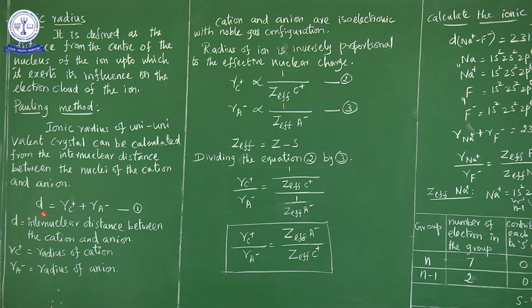So here D is a distance. We saw this in the atomic radius, covalent radius calculation. There D is equal to Ra plus Ra, where A is an atom, a neutral atom. So here D is the internuclear distance between the cation and anion. There, what we saw was the internuclear distance between the two atoms, the distance in between the two atoms.